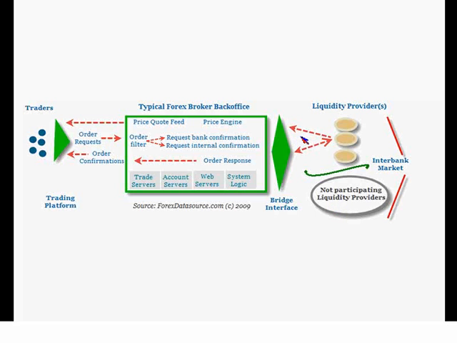So then there is a device called the API, or Application Programming Interface, that the banks provide to the broker to then stream the prices to within the broker's back office. This is what I call the bridge interface. It's this green symbol that you see next to the liquidity providers. Now, this is the connection that the broker has with the interbank market.